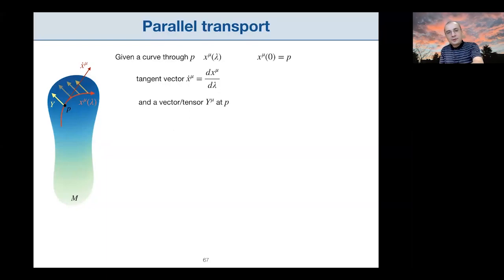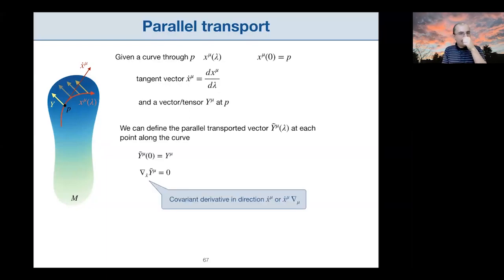And now what we can do is to solve an ordinary differential equation. We define the parallel transport of this vector along this curve as a solution of an ordinary differential equation. We write it as y tilde of lambda. And here's the equation. The derivative of this vector in direction of x dot, which is just x dot mu nabla mu, is supposed to be equal to 0. And then we also impose the initial data at the point P. Our y tilde is supposed to be the y we start from.